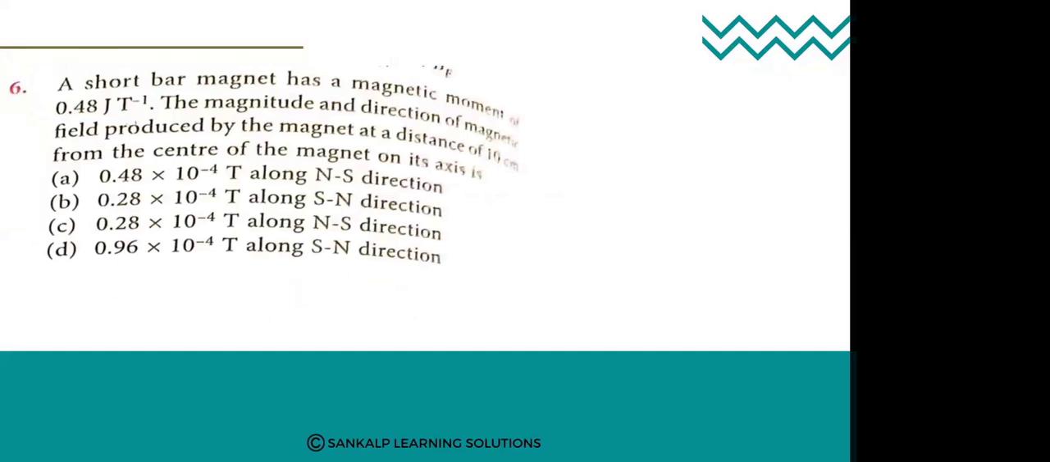A short bar magnet has a magnetic moment of 0.48 joules per Tesla. The magnitude and direction of the magnetic field produced by the magnet at a distance of 10 centimeter from the center of the magnet on its axis is. So you need to calculate the value of the magnetic field. Copy down the values. Magnetic moment is 0.48 joules per Tesla, and distance is 10 centimeter. Only 3 values are there.